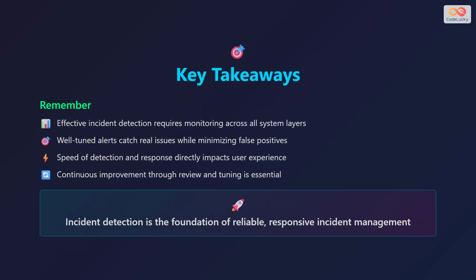Remember these key points. Effective incident detection requires monitoring across all system layers. Well-tuned alerts catch real issues while minimizing false positives. The speed of detection and response directly impacts user experience, and continuous improvement through review and tuning is essential for long-term success. Incident detection is the foundation of reliable and responsive incident management.